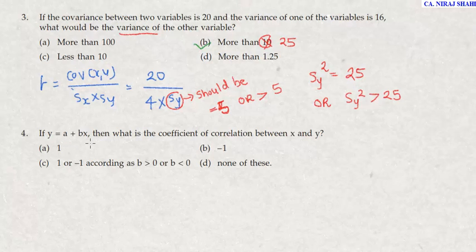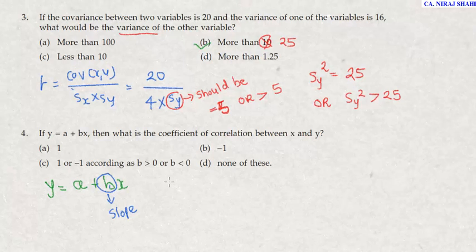If y is equal to a plus bx, then what is the coefficient of correlation between x and y? So here the question is very simple. Correlation actually measures the linear relationship between the two variables, and here we have already been given that y is equal to a plus bx, which means the correlation is going to be either positive 1 or negative 1. Now why is it positive or negative 1? See, this depends on the slope. It may be possible that the value of b, the slope here, is positive, and it may also be possible that the value of the slope is negative.